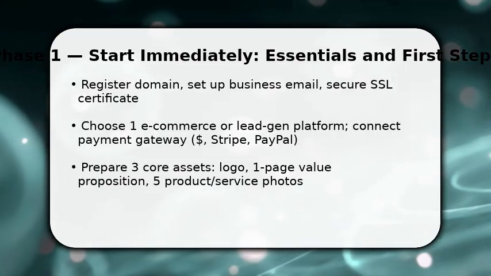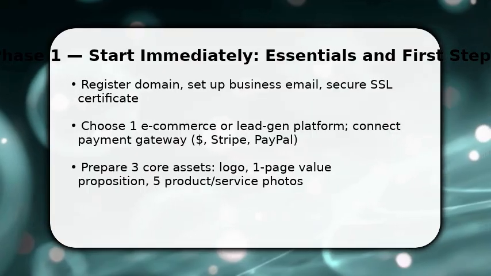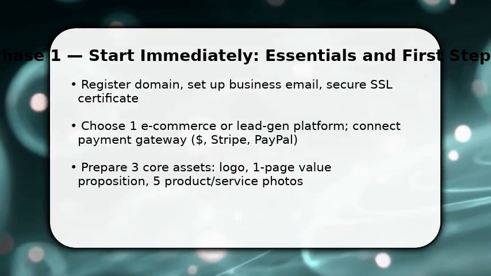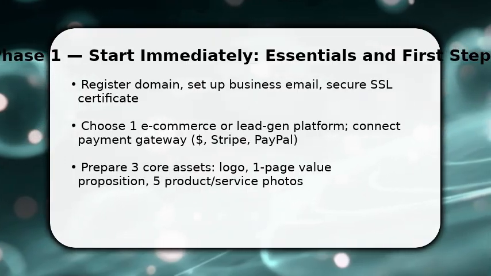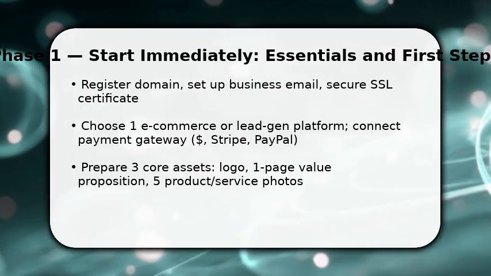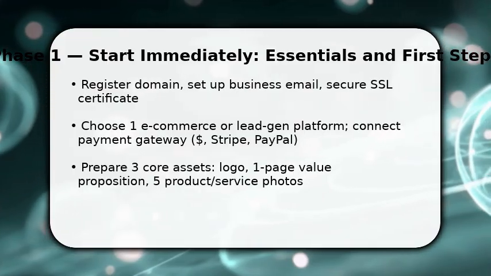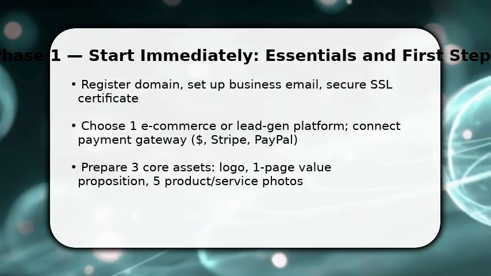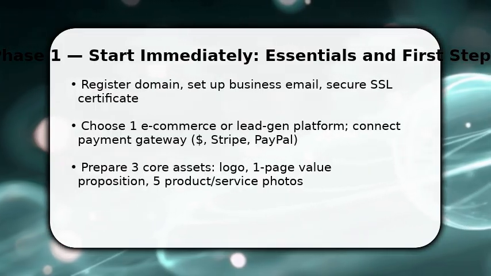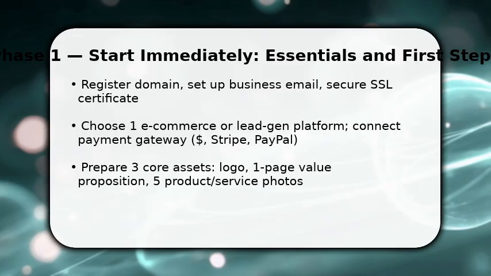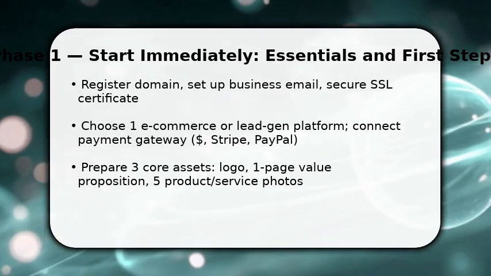You need fundamentals now. A domain, business email, and SSL. Get them in place and keep credentials organized. Once done, pick an e-commerce or lead generation platform and connect a payment gateway like Stripe or PayPal so transactions flow. Make sure to prepare 3 core assets: a clear logo, a one-page value proposition, and 5 product or service photos. These let you launch pages and ads.